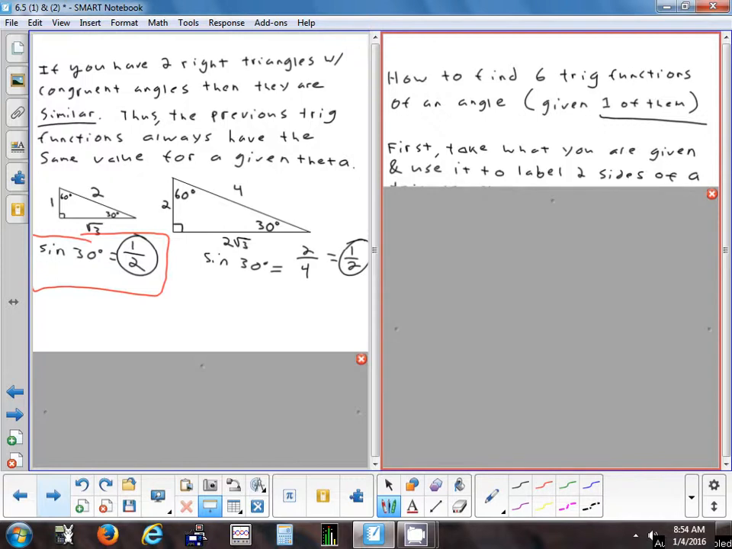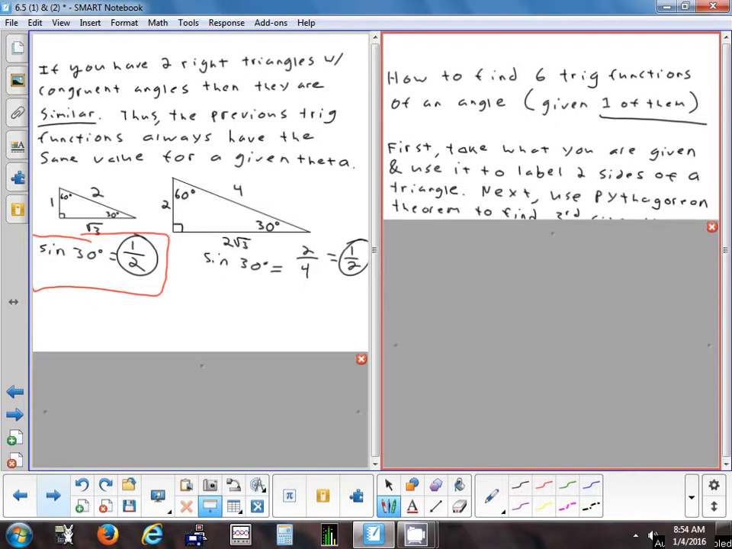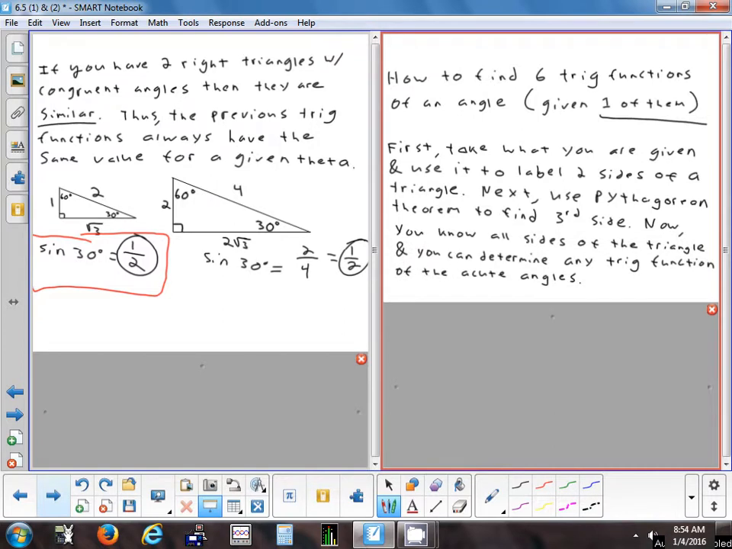All right, so they'll give you a trig function. Label the 2 sides. And then if you know 2 out of 3 sides in a triangle, use the Pythagorean Theorem. Okay, then you can get the 3rd side. Once you have all 3 sides, then you can find anything you want. So the key is use the trig function they give you to label 2 sides. Then use the Pythagorean theorem to get the 3rd side. Now you can find any trig function you want.